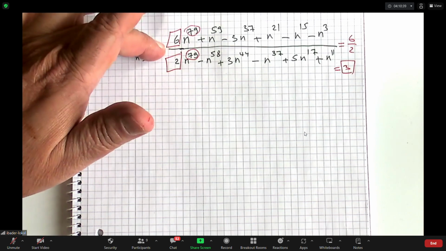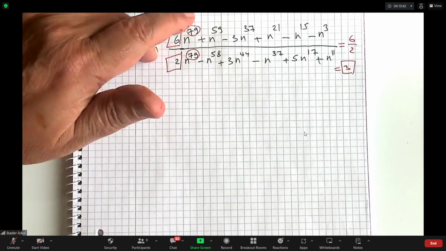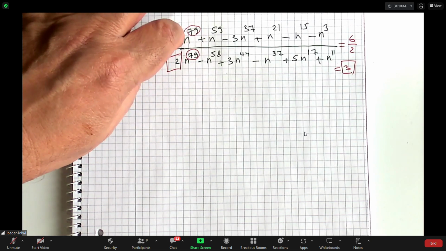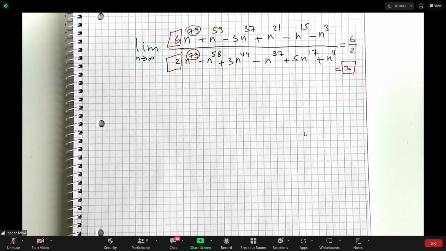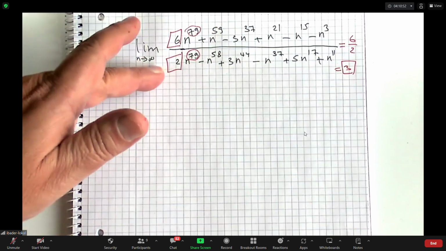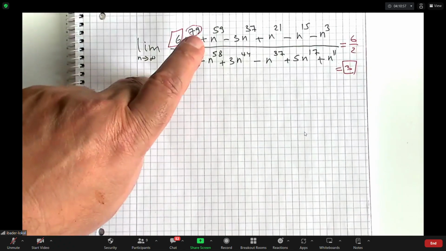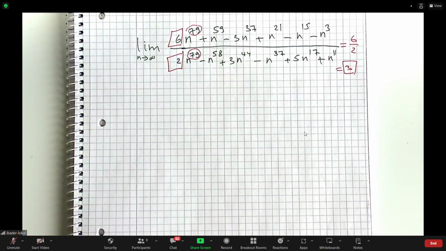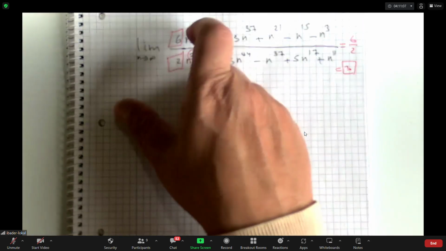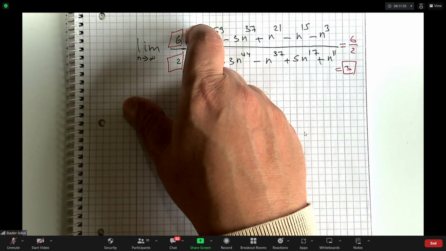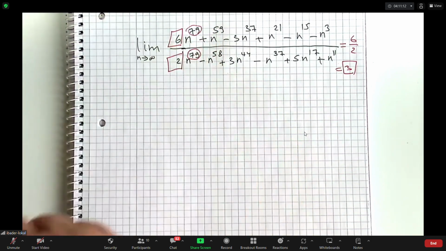Now, if you add here n to the power 80, then you divide by n to the power 80, and you will get 0, or a number over 0, so it's infinity. If you have here n to the power 85, for instance, then you divide, and you will get 0 over the constant, which is 0. So in the second and third cases, you get infinity or 0. In this case, you get the highest coefficient of the numerator divided by the highest coefficient of the denominator.